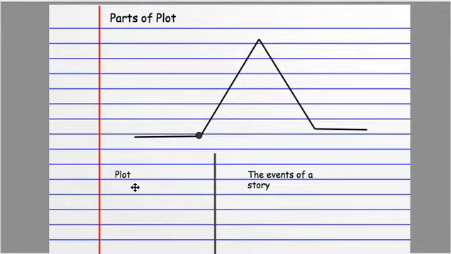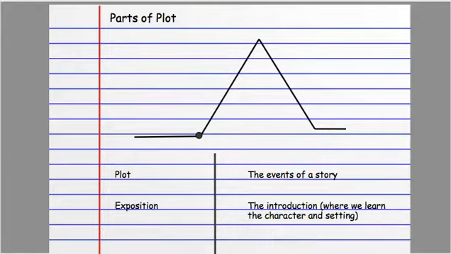So the first word you're going to write is plot. Plot's just the events of the story. So you're going to write plot on the side for the keywords, and right across from that, the definition, the events of a story. You should be able to squeeze that all on one line, I would think. There we go. Pause this video at any time, guys. I'm going to keep going.